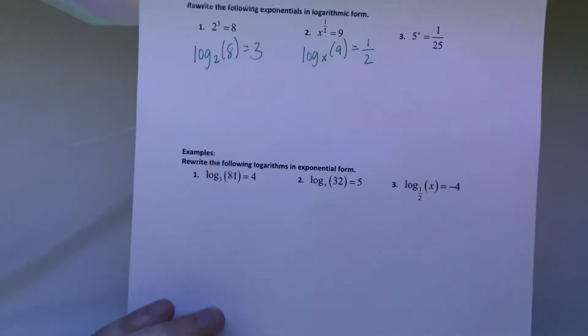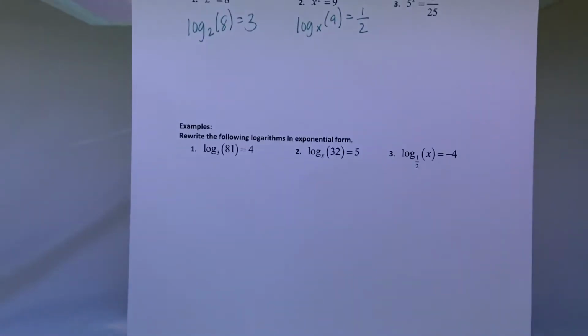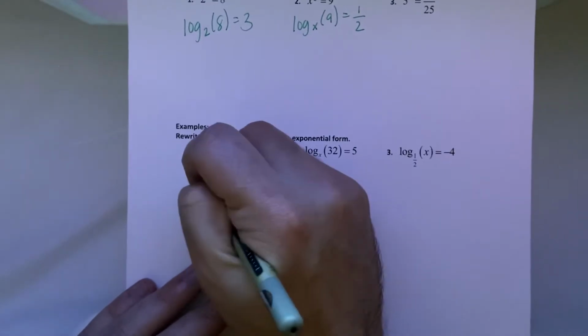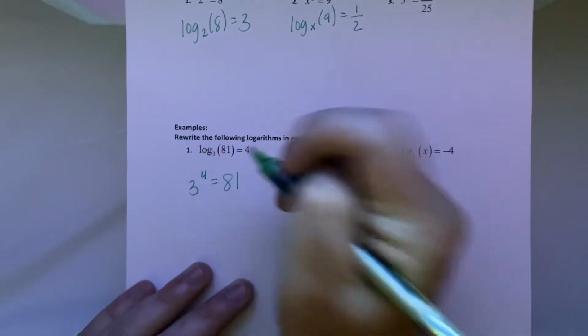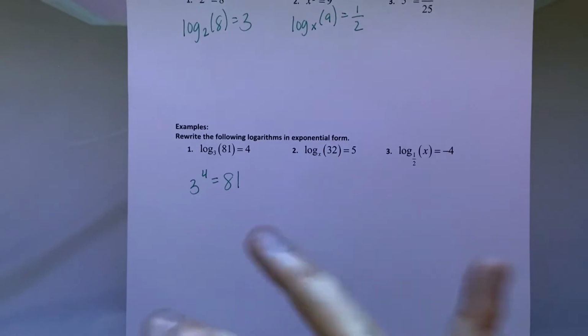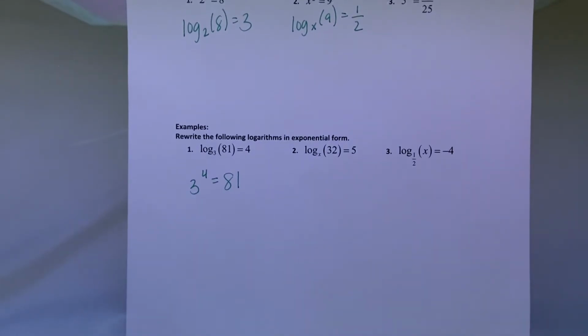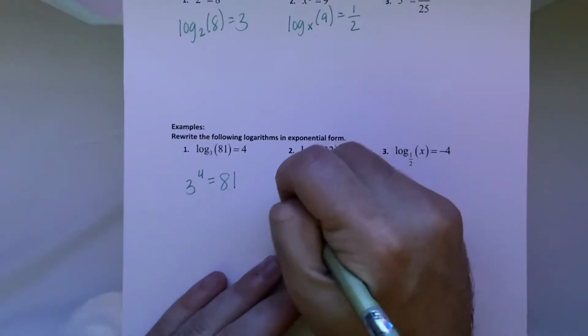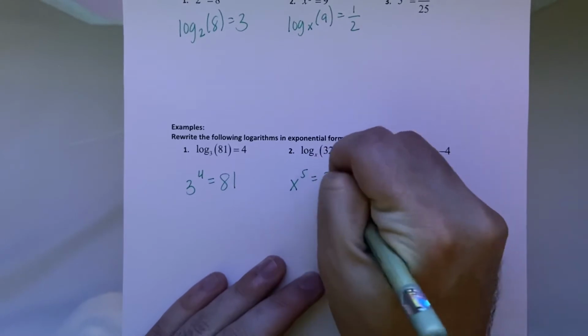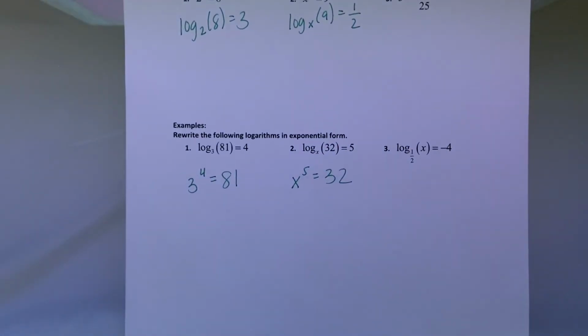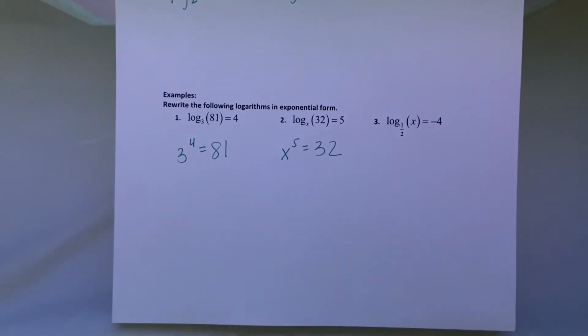Now, if you can go from exponential form to log form, you should be able to go from log form to exponential form. Log base 3 of 81 equals 4 is the equivalent statement of 3 to the 4th power equals 81. So your base is the same, your number that was isolated is your exponent, and the number inside is now by itself. Log base x of 32 equals 5, x to the 5th equals 32. And again, I'll leave one for you. These should be the easiest points on the test that you come across.